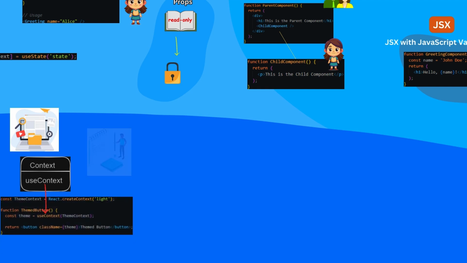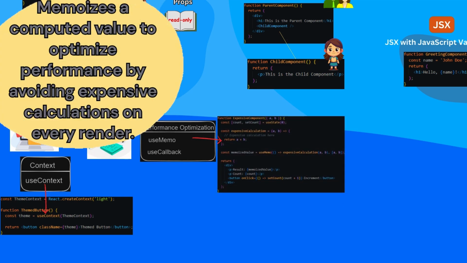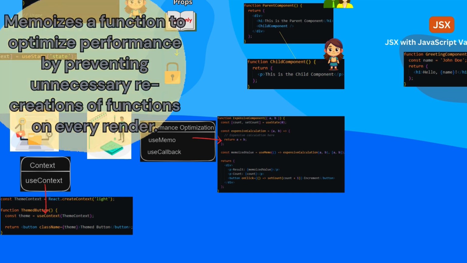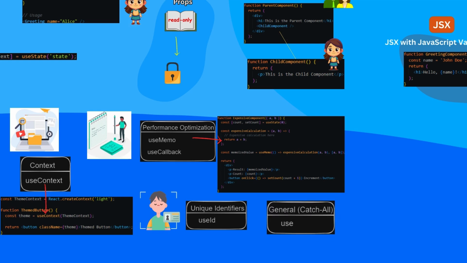Fourth, performance optimization. useMemo memoizes a computed value to optimize performance by avoiding expensive calculations on every render. useCallback memoizes a function to optimize performance by preventing unnecessary recreations of functions on every render. Fifth, unique identifiers. useId generates a unique ID that is stable across renders. Sixth, general catch-all. use is a general-purpose hook, often seen in experimental or new API contexts.